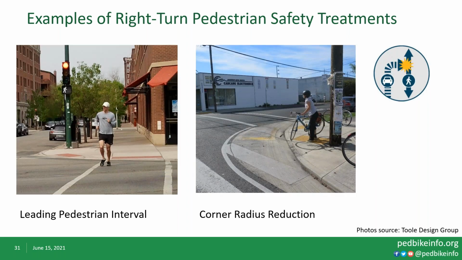So in terms of right turn pedestrian safety treatments, this is often also referred to as a right hook when a right turning motorist strikes a pedestrian. And some examples of low-cost systemic safety countermeasures include leading pedestrian intervals, or LPIs, and corner radius reductions.